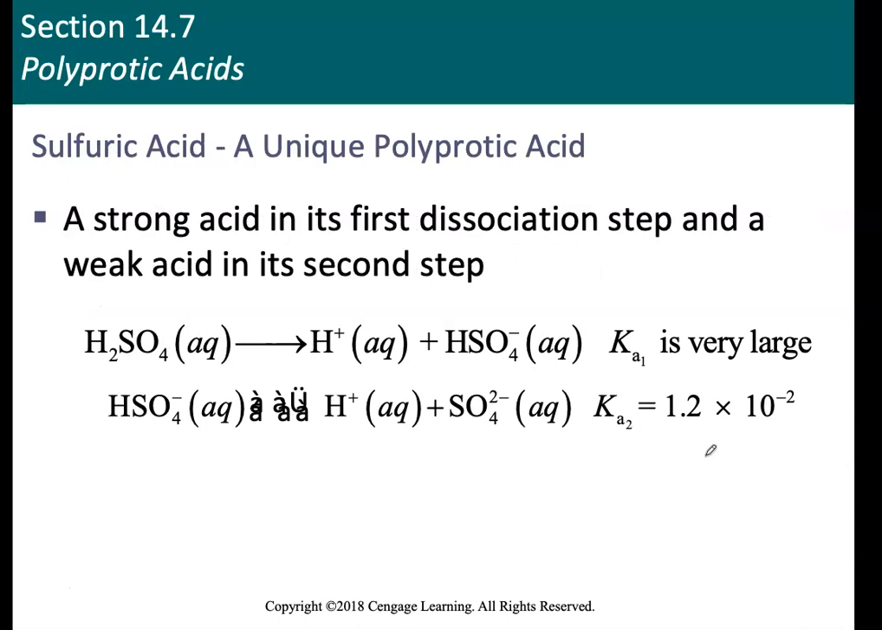Now let's look at one unique example of a polyprotic acid, and that is H2SO4, sulfuric acid. Now sulfuric acid is a strong acid, so in other words it dissociates completely. But notice that it has two dissociations. The first, losing a first proton, that's Ka1, and losing the second proton, Ka2. Notice this value. This is very large and it's not recorded. That means it's almost 100% there.